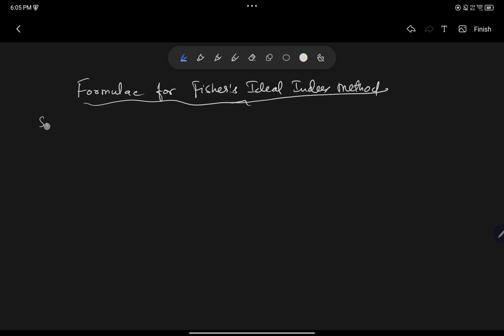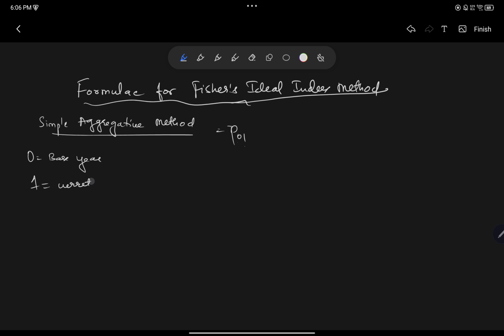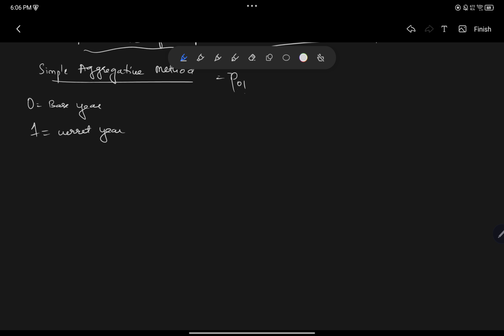Like you already know, the simple aggregative method. What is the formula? P01. P means price, 0 means base year, 1 means current year, right? Next, P0 means price of base year. P1 means price of current year, right?